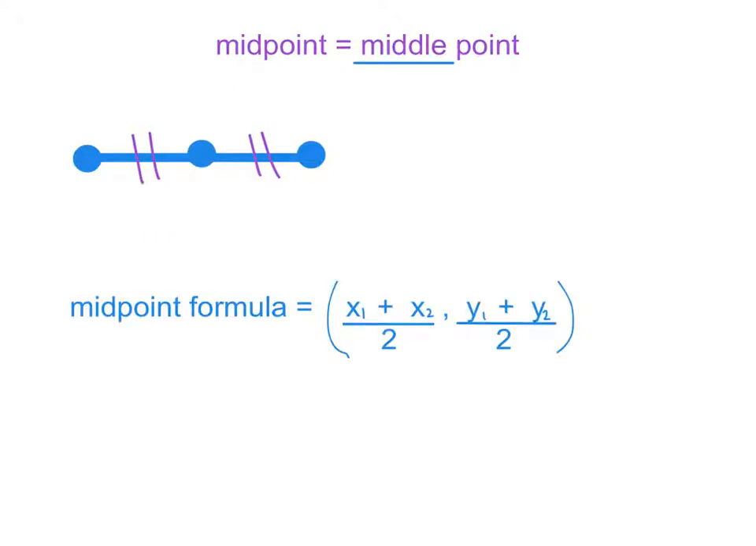Okay, so think back to Algebra 1. In Algebra 1, hopefully you've seen this formula before. x1 plus x2 divided by 2, y1 plus y2 divided by 2. But what does it really mean? What does it mean to add the x's and divide by 2, to add the y's and divide by 2? I'm not sure. Let's explore that a little more.